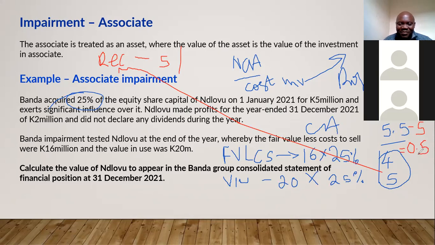Very interesting concepts. Then you are asked to calculate the value of Ndlovu. The value of Ndlovu is 5, right? That will be the value of Ndlovu. It's the recoverable amount. Are we there? Yes, because remember that the carrying amount was higher than the recoverable amount. So this is how it is.